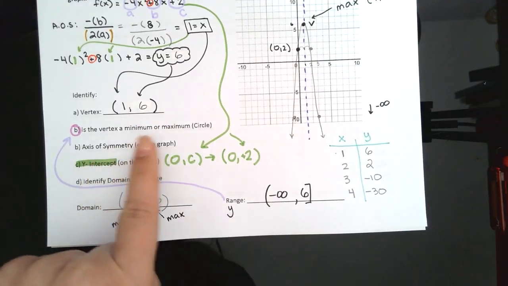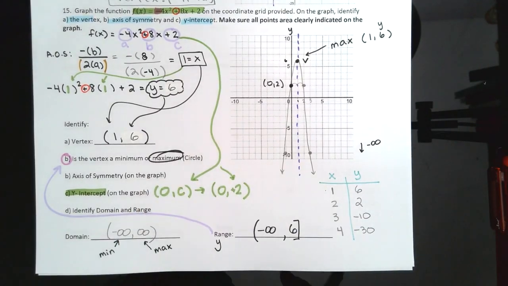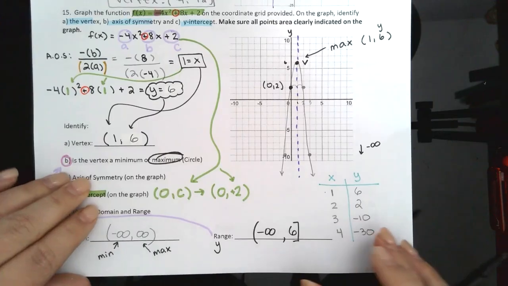Is the vertex a minimum or a maximum? We're going to circle maximum. Let's go ahead and move on.